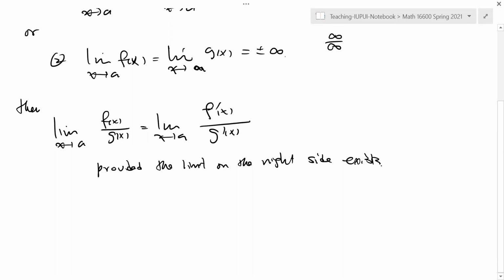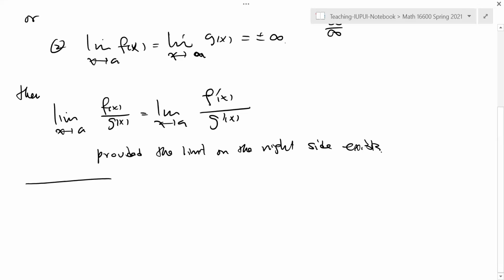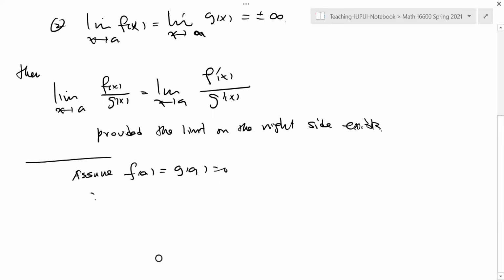Why is this theorem true? I can give you some idea. Okay, why this is true. Here's some idea, and then you can just believe that, take and accept this fact. Okay, we assume f of a equals g of a equals 0, for example, right? Then f of x over g of x is going to be f of x minus f of a over g of x minus g of a, right?